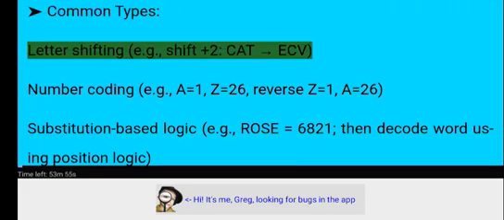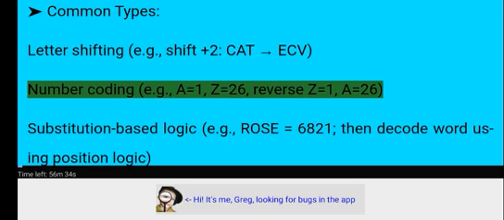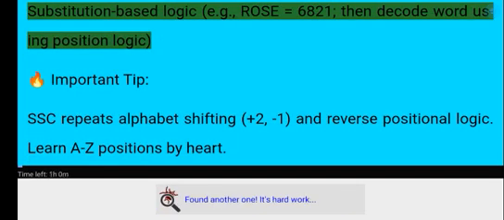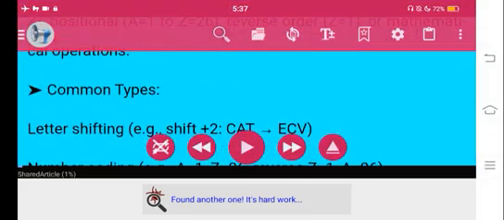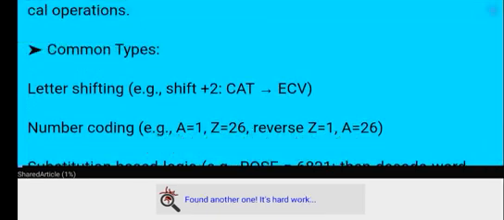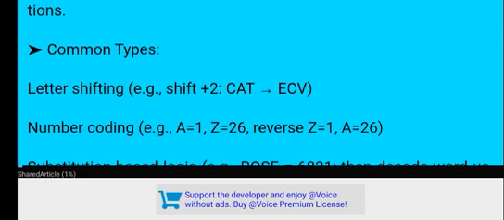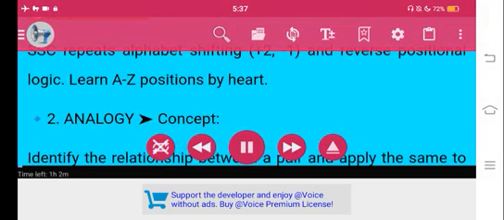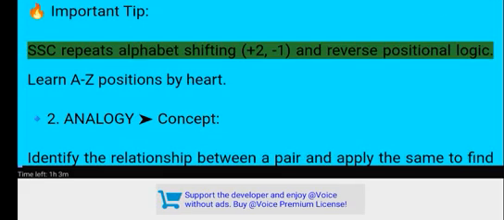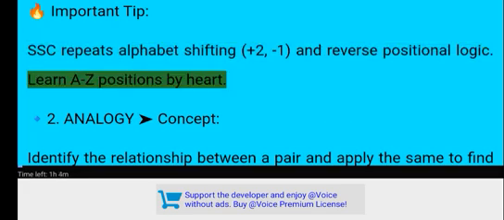Letter shifting, e.g., shift plus 2, CAT becomes ECV. Number coding, e.g., A equals 1, Z equals 26, reverse Z equals 1, A equals 26. Substitution-based logic, e.g., ROSE equals 6821, then decode a word using position logic. Important tip: SSC repeats alphabet shifting of plus 2, minus 1, and reverse positional logic. Learn A to Z positions by heart.